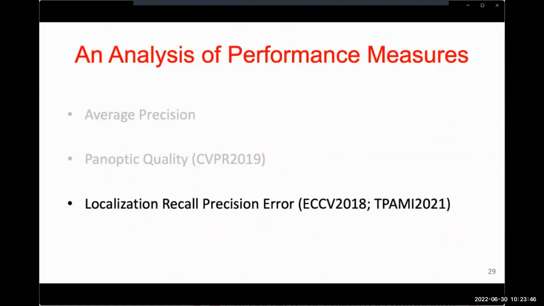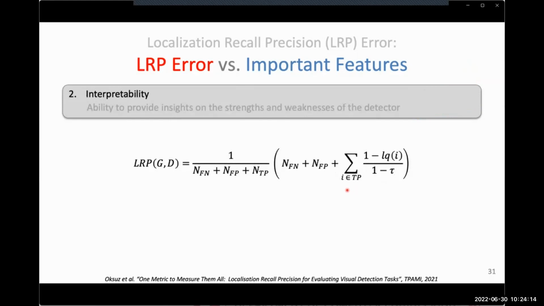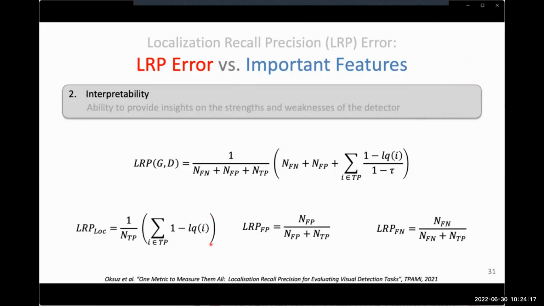After having introduced LRP in detail, now let us look at how it fares in terms of the important features we introduced. Let's start with the completeness feature. In terms of completeness, we see that LRP includes the number of false negatives, number of false positives, and localization error for true positives. Therefore, we can easily say that LRP is complete. In terms of interpretability, we can rewrite LRP error as a summation of 3 components: a true positive localization component, a false positive component, and a false negative component. Therefore, using LRP error, we can interpret the types of errors a detector is making. Therefore, we can say that LRP error is interpretable.